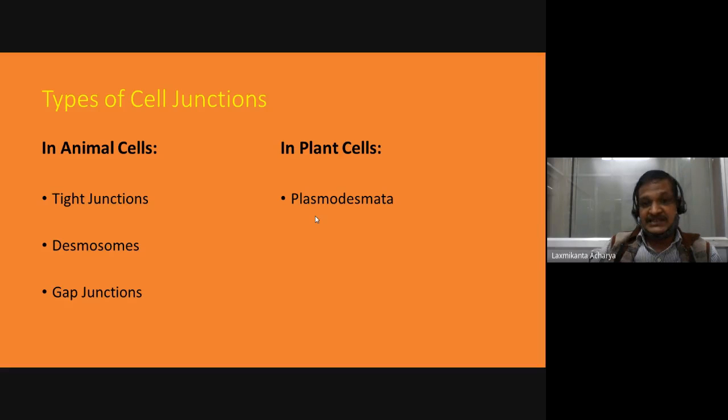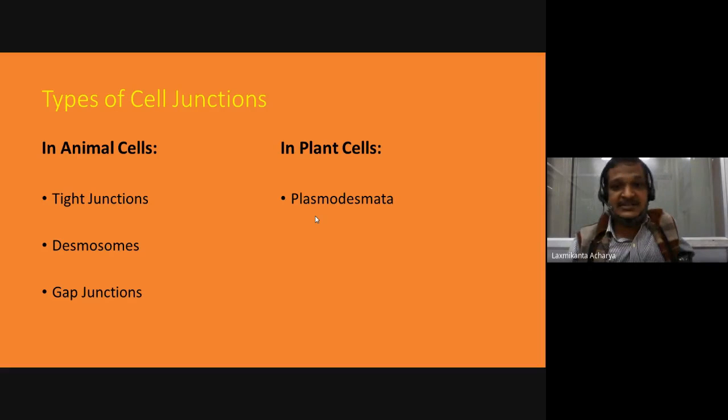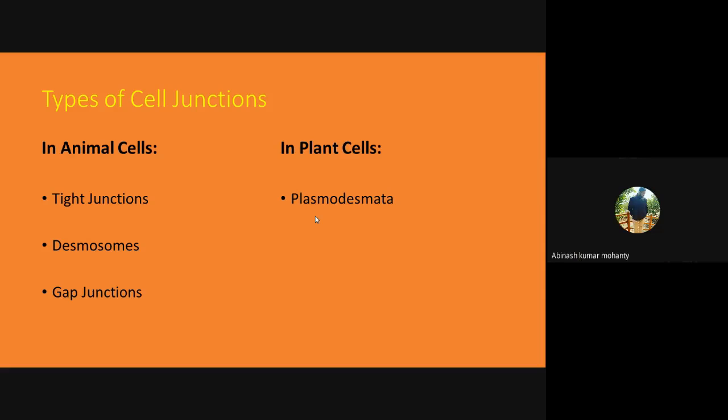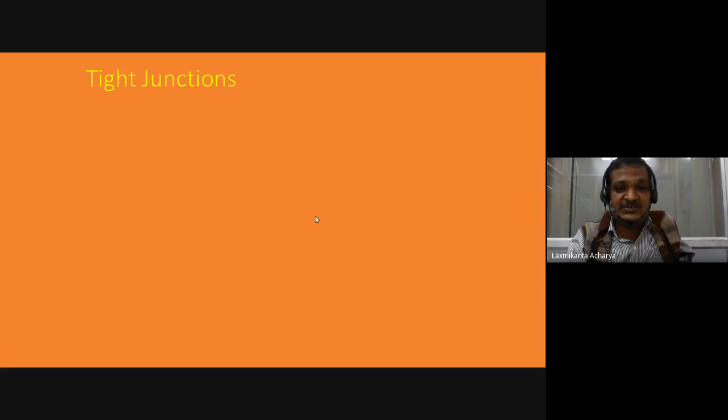So when there will be a transport between two cells, right? When there will be a communication between two cells, you need a common path. So for that, this plasmodesmata is there. But in case of an animal cell, you will find desmosomes, and there are tight junctions and gap junctions also.